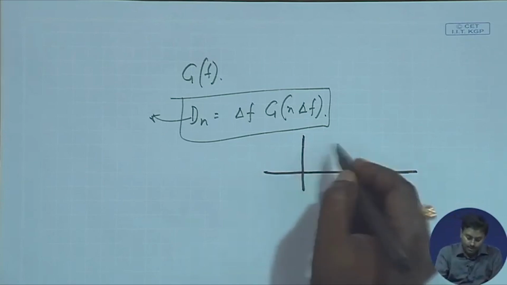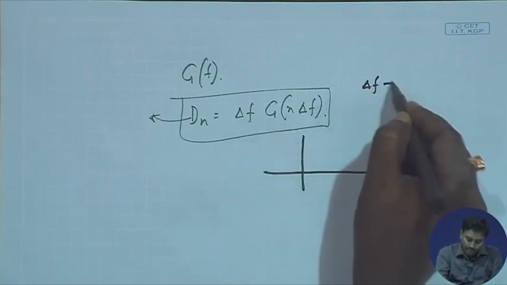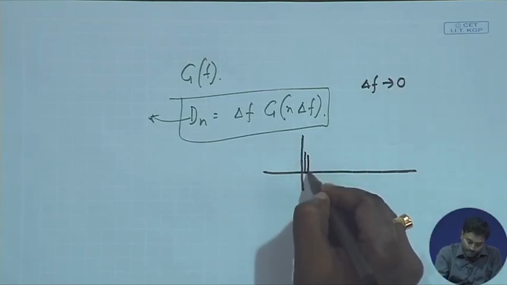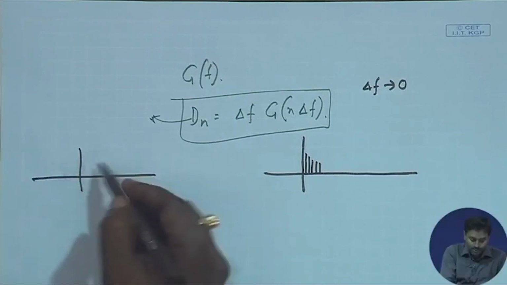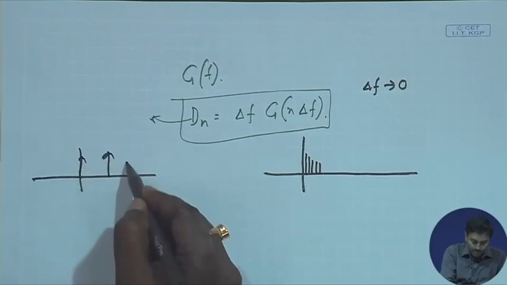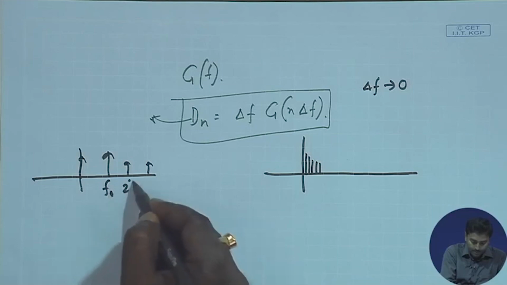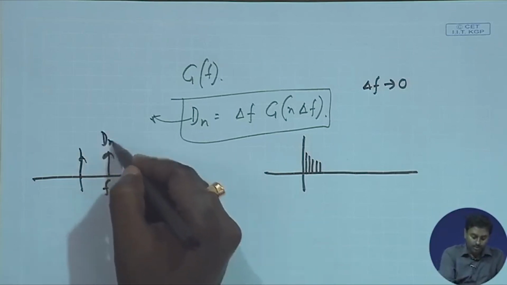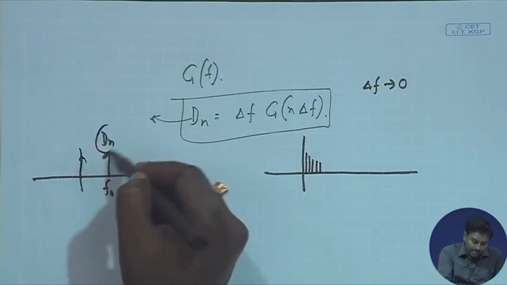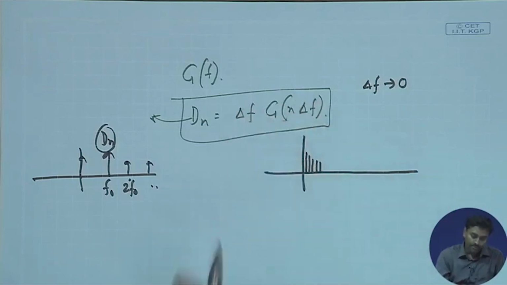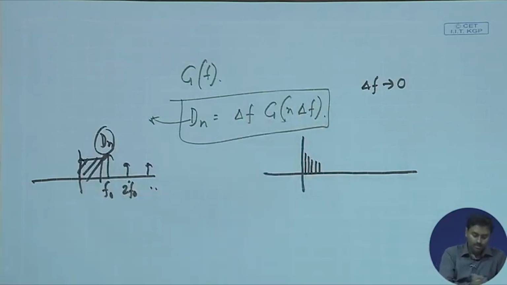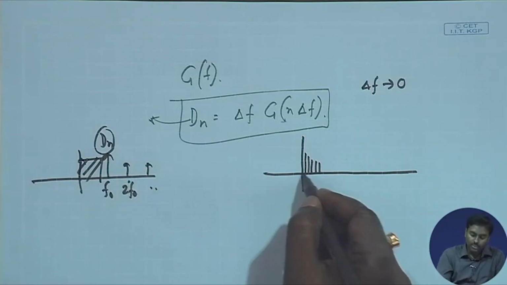If I just see, as del f was tending towards 0, we were getting very closely packed values, almost continuous values. Earlier, whenever we plotted the spectrum, there was some strength at different frequencies f0, 2f0 and so on, and the corresponding values were d_n. Here, d_n is not just this g, it is actually g into del f. So it is almost like a box integration.